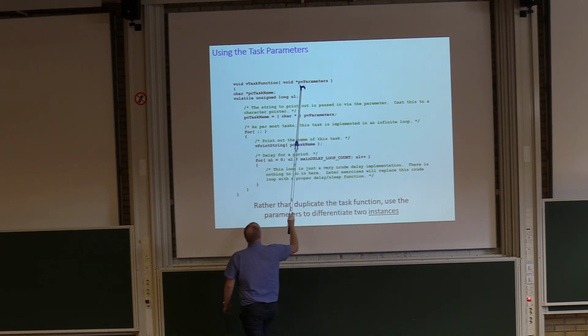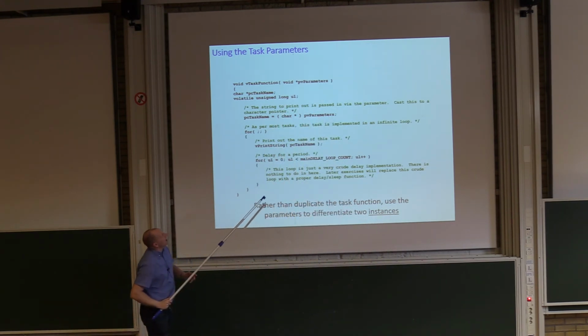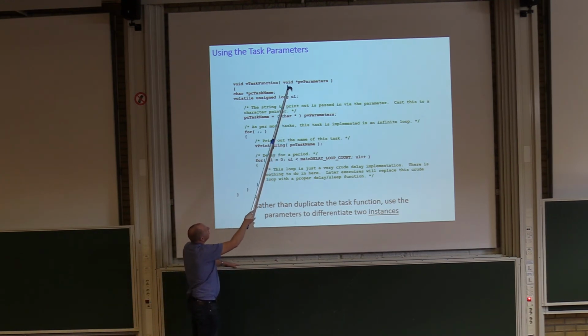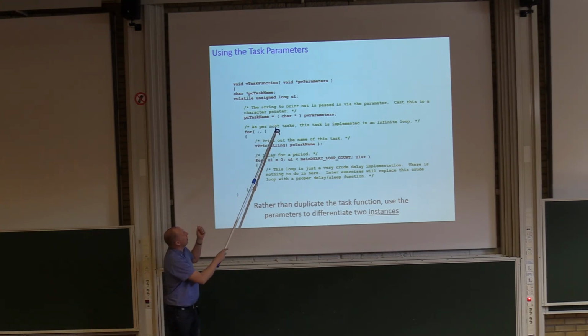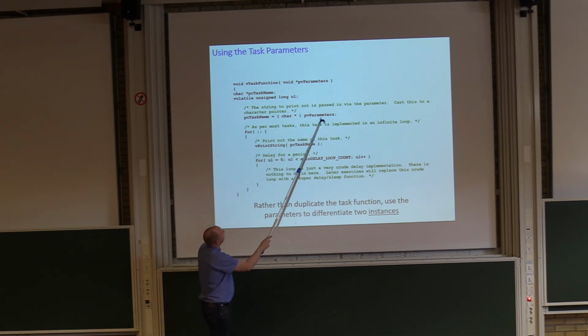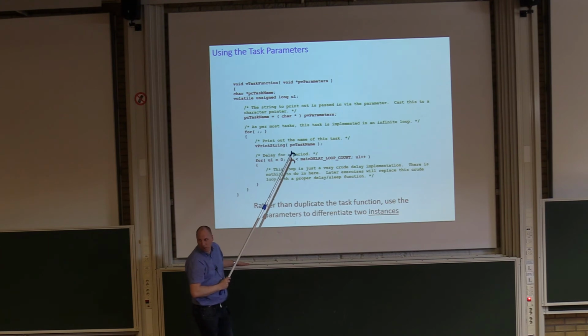Because we have the possibility here to send in parameters, let's say we now get a pointer to a string, a character array. So what we then need to do is know that we get a pointer to a character array. We let the system know that this is a string that we have got, so we cast it into a character pointer. And then this is the task name.